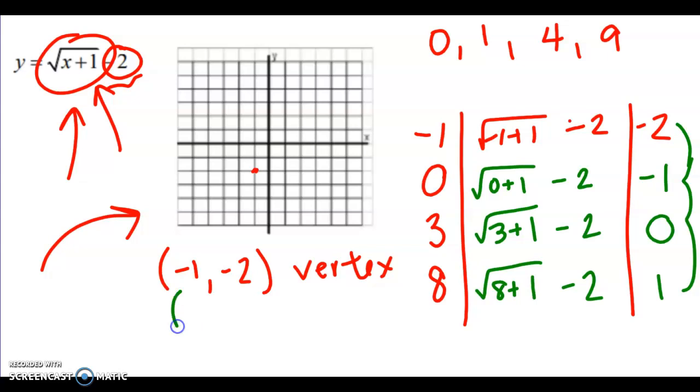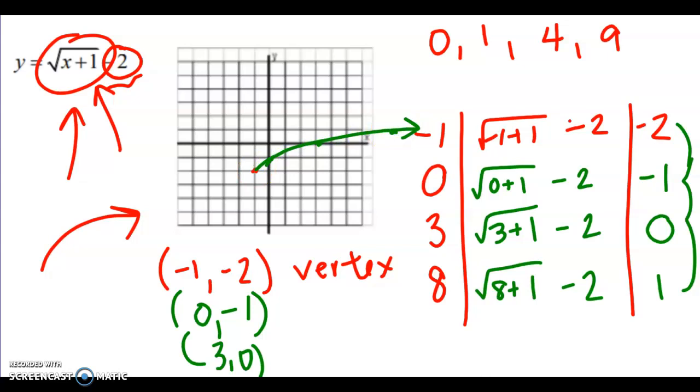So I'm going to do my next ordered pair, which is 0, negative 1, over 0, down 1. The next one is 3, 0, so over 3, up 0, and 8, which doesn't fit on my graph. It's going to be like right over here. So it is going to go up.